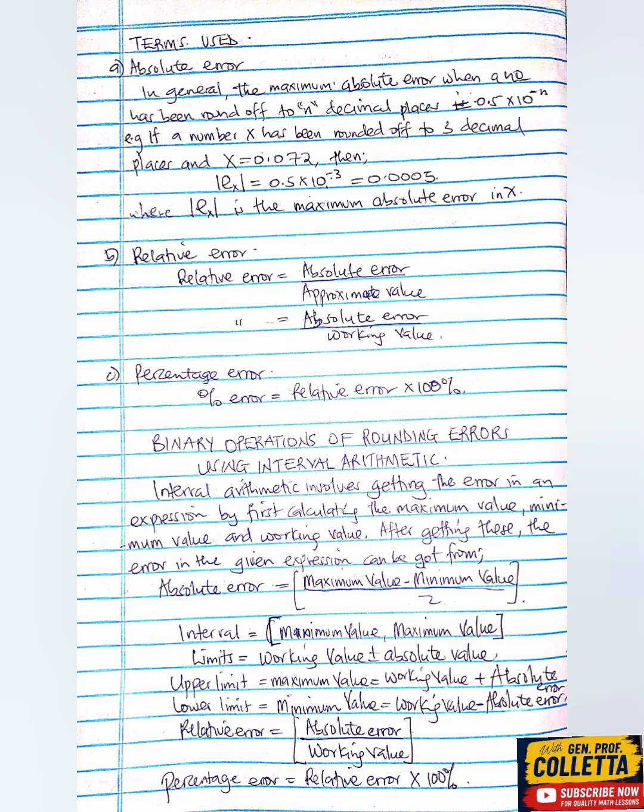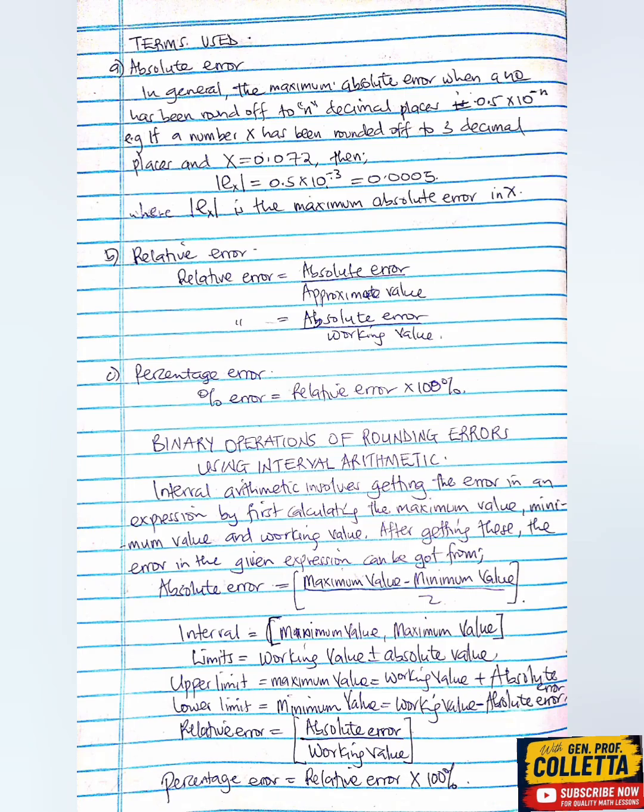Yes, we can have terms used. The first term we have is what we call the absolute error. In general, the maximum absolute error when a number has been rounded off to n decimal places is 0.5 exponent negative n.